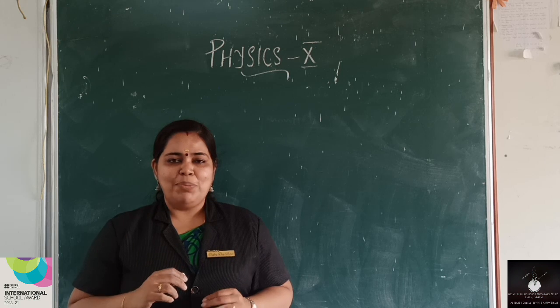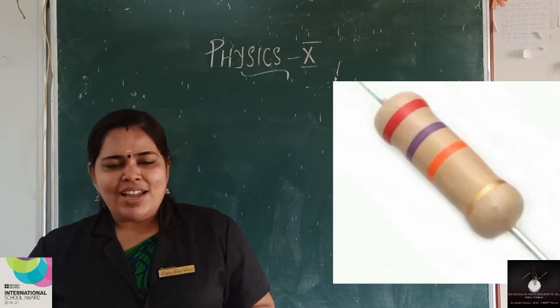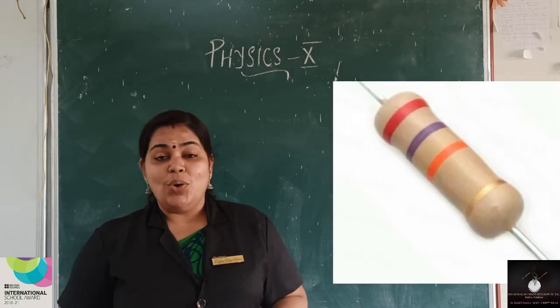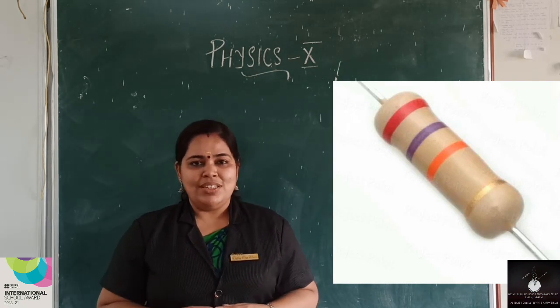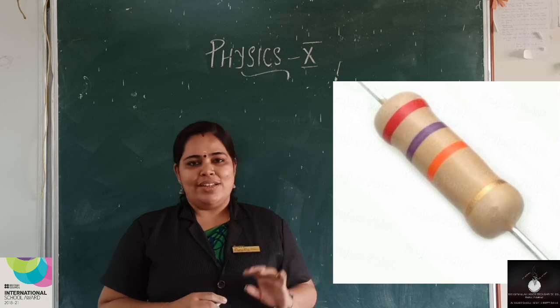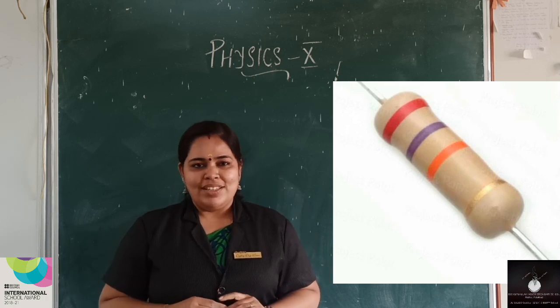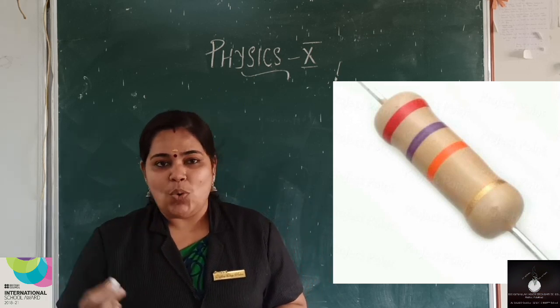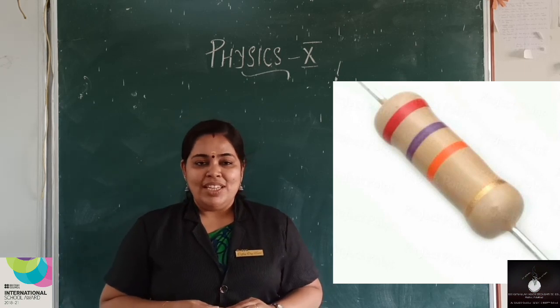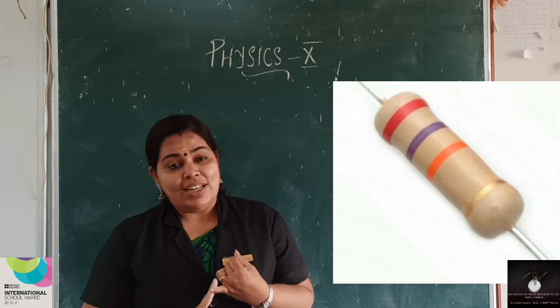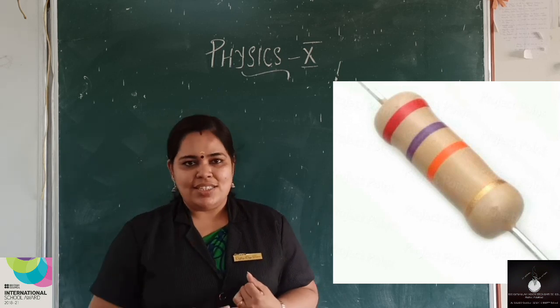So, how to find out the value of resistance? That is the question. I am giving you a resistor and I am asking you to find out the value of that resistor. How will you find out? See, look at the resistor. There are some colored rings around it. You can see 4 colors, isn't it? In that, the first 2 colors indicate the digits.